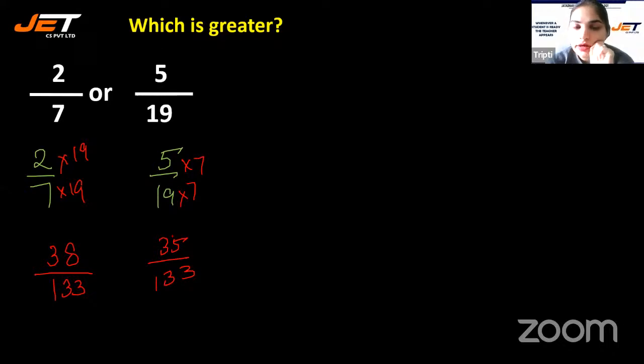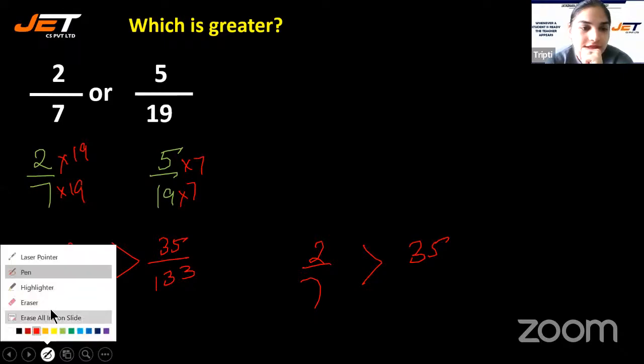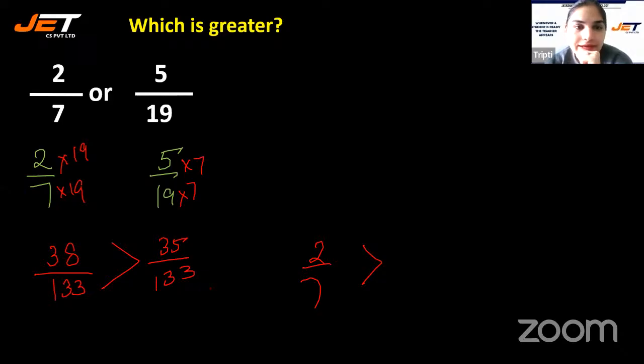Now, here we can say that this is greater than the other one. That means 2 by 7 is greater than 5 by 19. This is the answer.